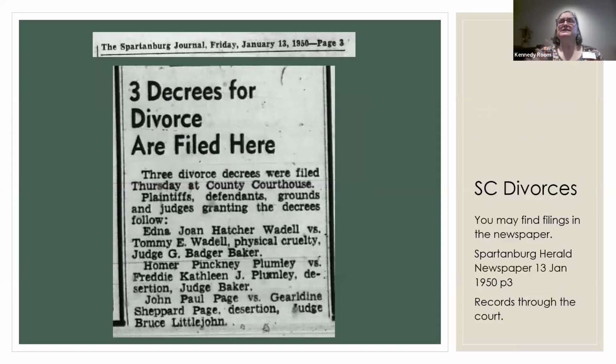Now, this is a little hint for next month's program on obituaries, newspapers, and other treasures you can find in the newspaper. But if you are not positive where a divorce was granted, you may be able to find a listing in the newspaper for the court. So Spartanburg Journal, Friday, January 13th, 1950, it lists that there were 3 decrees for divorce filed here. And it names 3 divorce decrees were filed Thursday at the county courthouse. And the plaintiffs, defendants, grounds, and judges granting the decrees follow. Edna Joan Hatcher Waddell versus Tommy E. Waddell, physical cruelty, Judge G. Badger Baker. And then the other 2. And so it's just one of those things where you might get the clue you need from a legal listing.